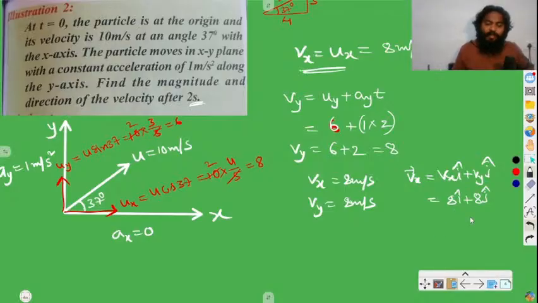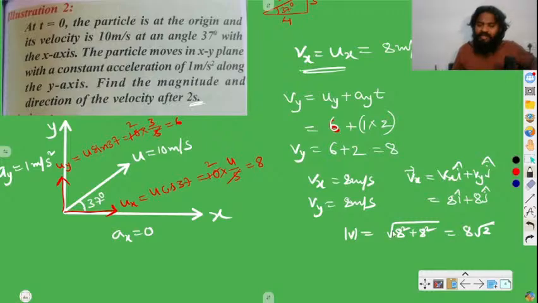This is the magnitude they asked, right? Magnitude is nothing but root of Vx square plus Vy square, right? Then the 8 will come out, and root 2 will remain. If you solve this, you will get 8 root 2. You take common 8 square, then 1 plus 1 is 2, root of 8 square cancels, 8 comes out, and root 2 remains. This is the magnitude.